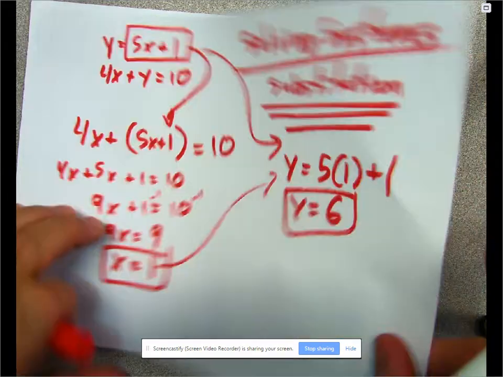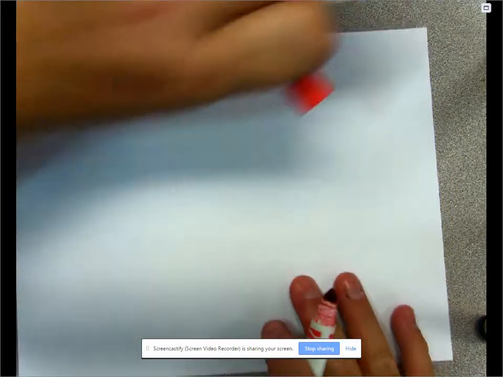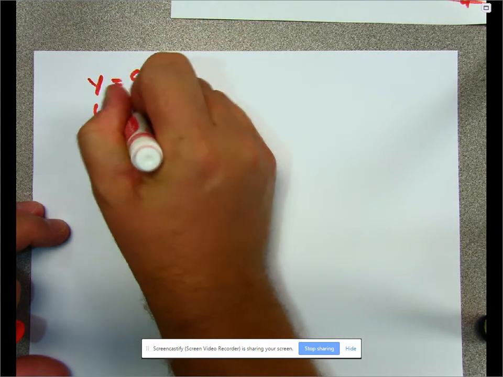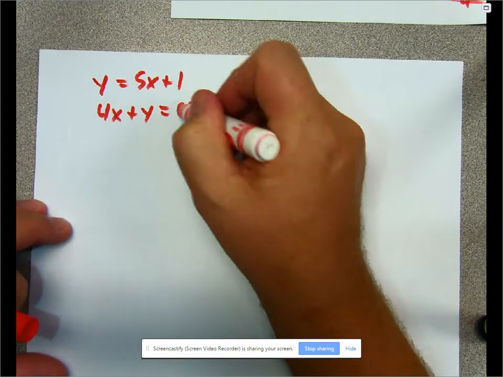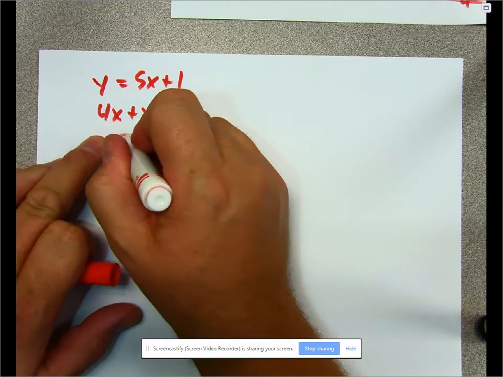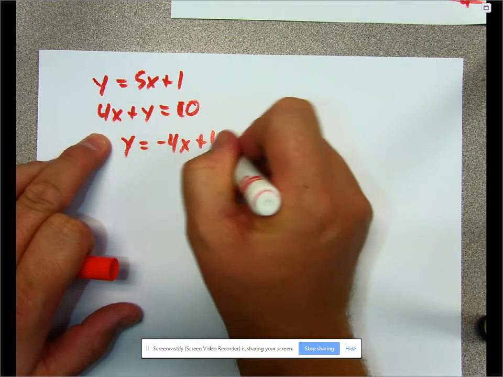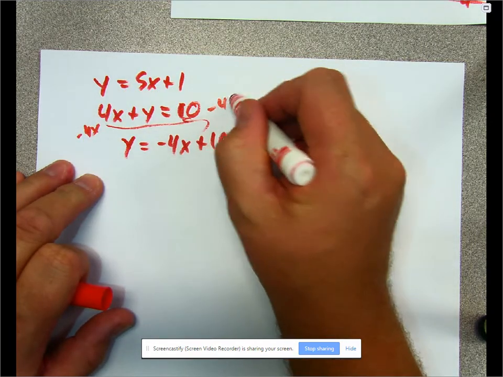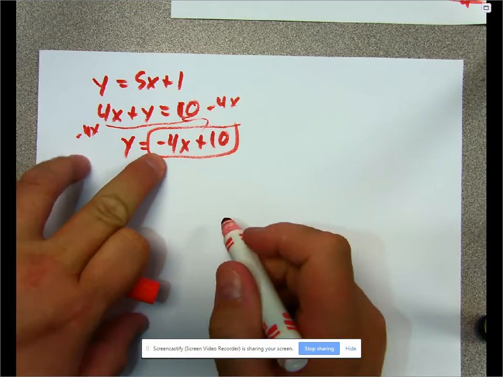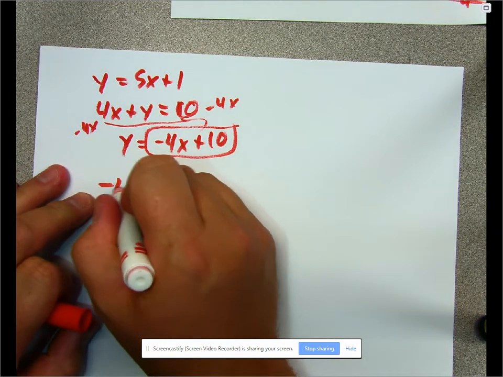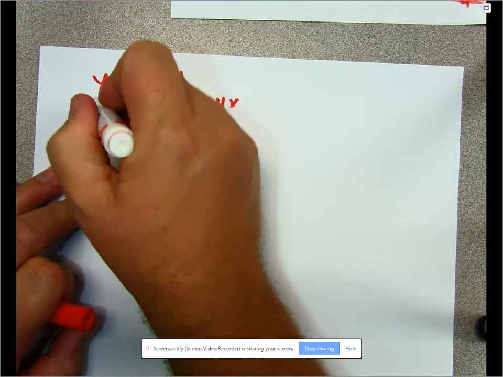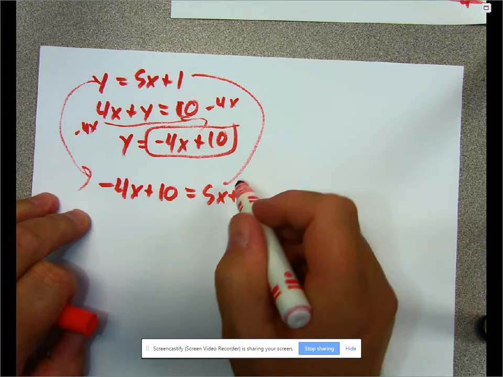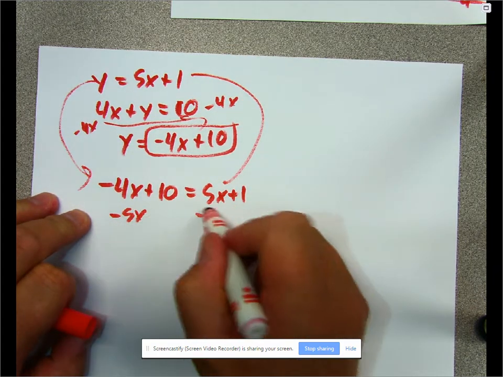Now, there is another way to do substitution here. In this case, I could get y by itself pretty easy by simply moving the 4x to the other side, subtracting 4x, subtracting 4x. And now everywhere I see y, I can say negative 4x plus 10. So instead of y, I put that in. And in this case, I start solving.